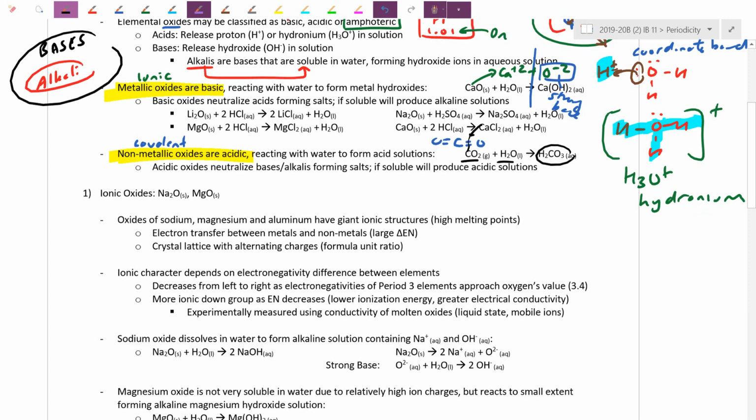So if we're ionic, we form that O2-, we're a base. Because we form a base, we can even do a neutralization reaction.